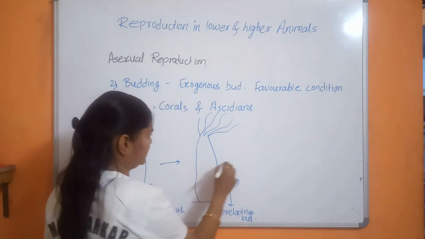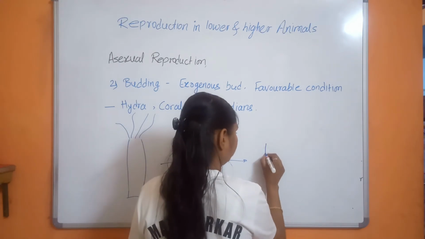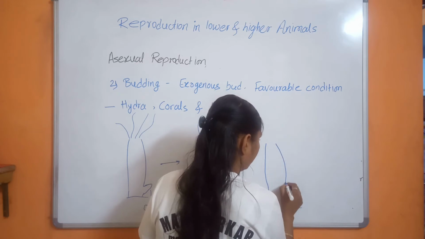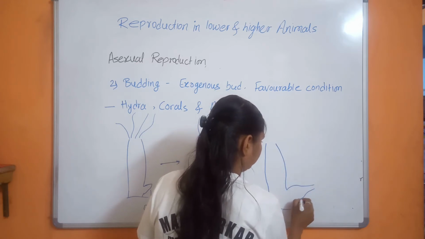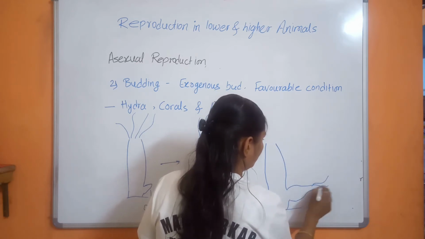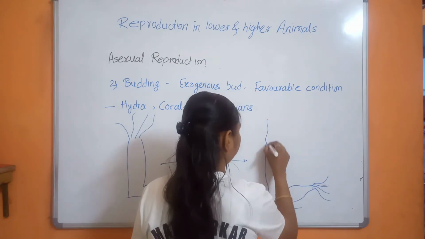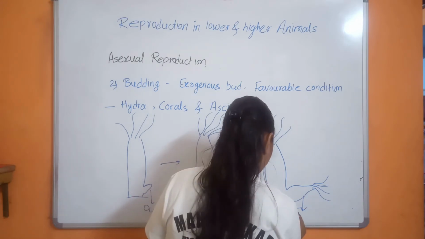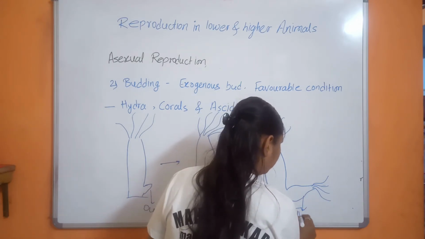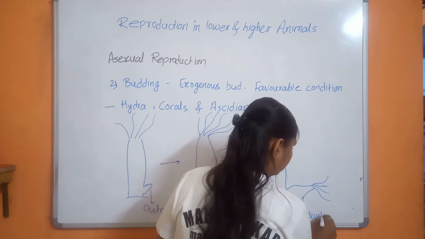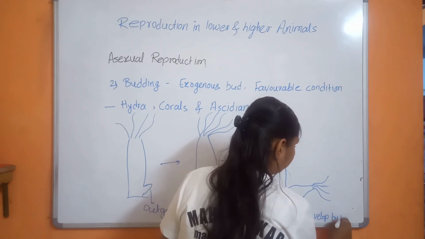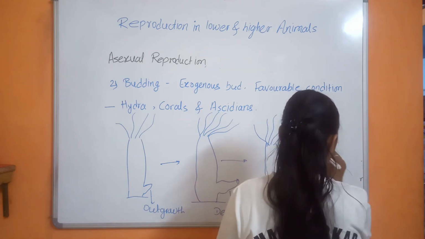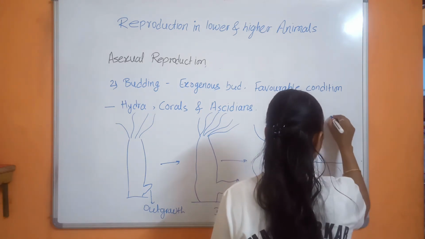Then this bud produces what? Tentacles. Now it is a fully matured Hydra. This is fully developed, and finally this Hydra detaches from the parent body.